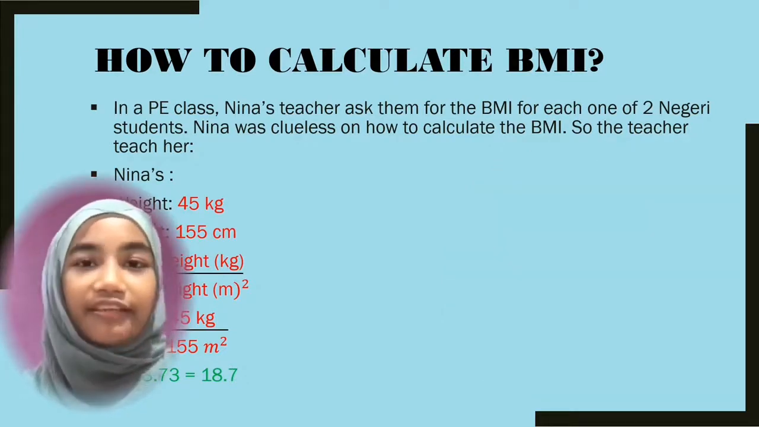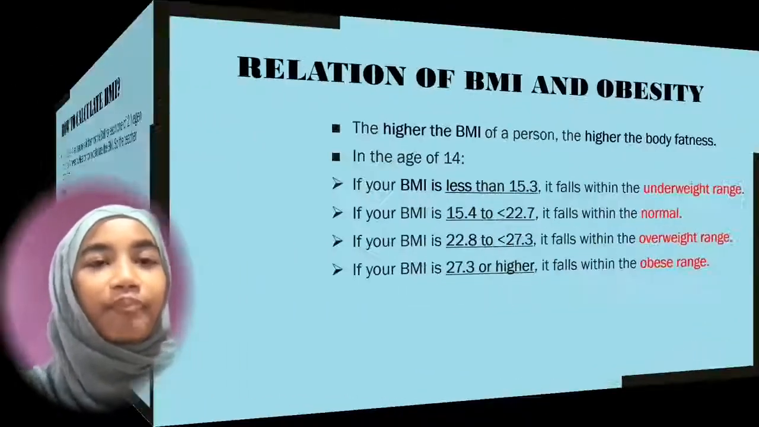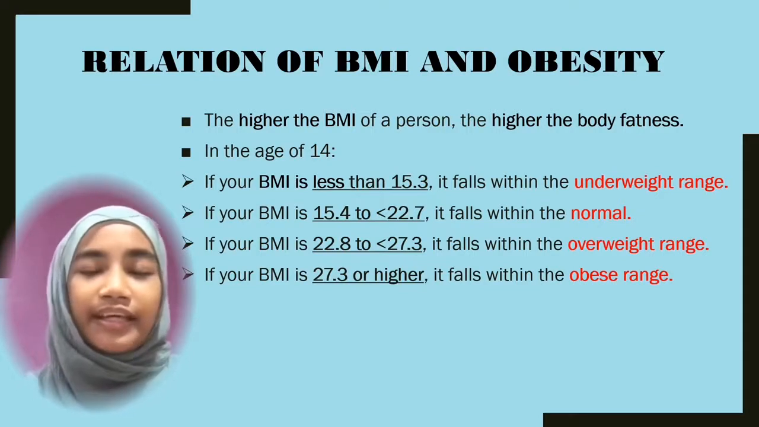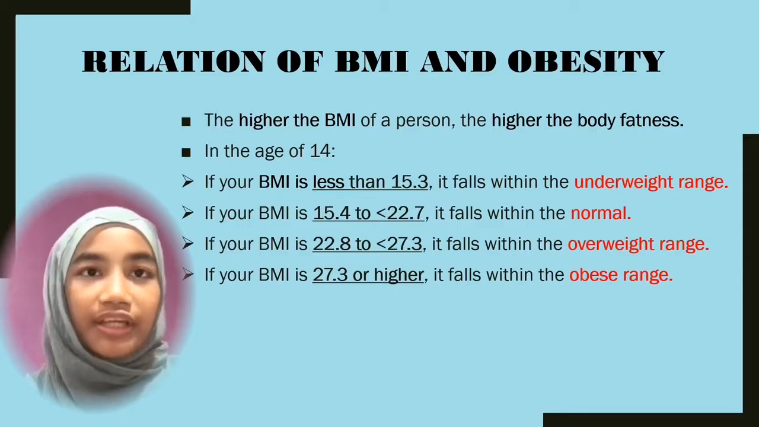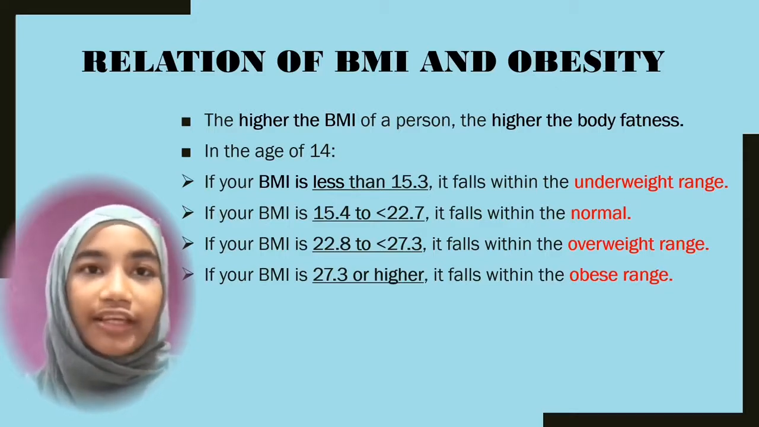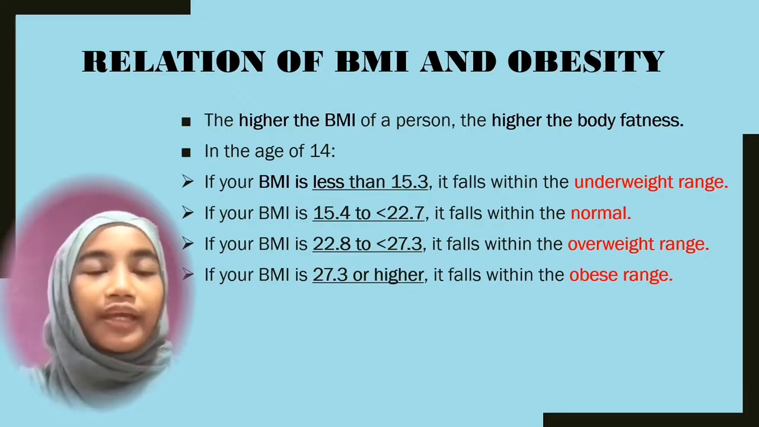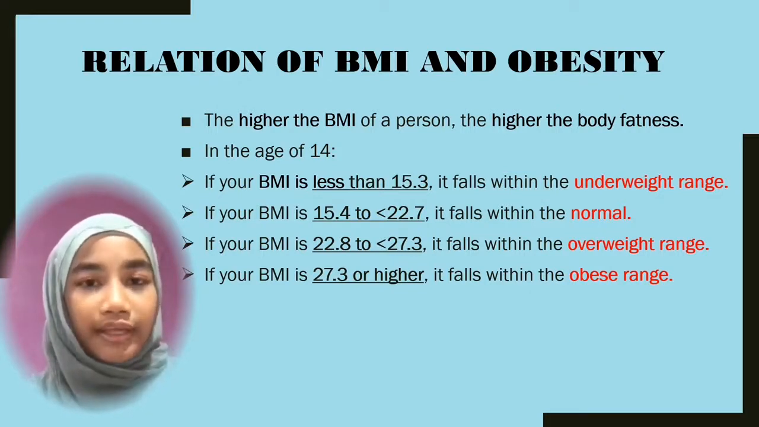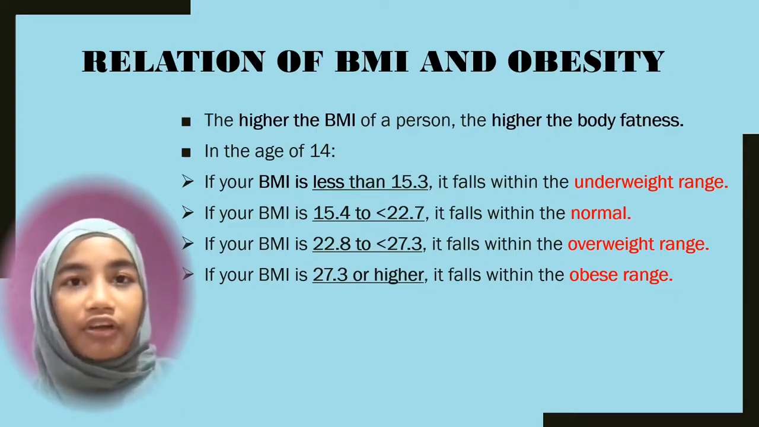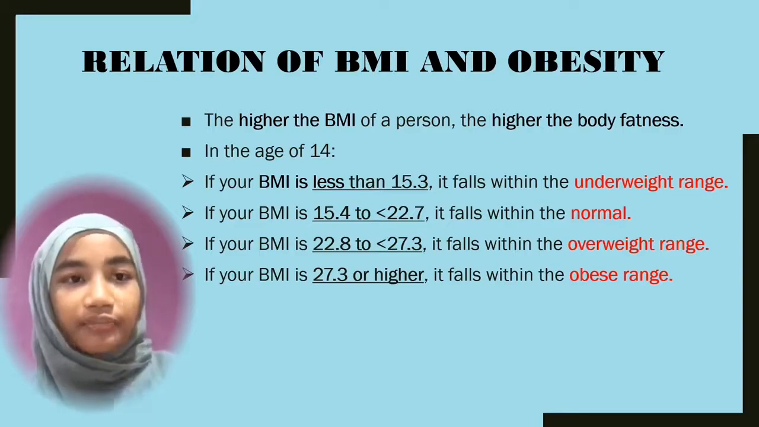Next, I'm going to explain the relation of BMI and obesity. The higher the BMI of a person, the higher the body fatness. At the age of 14, that is Form 2, if your BMI is less than 15.3, it falls within the underweight range. If your BMI is between 15.4 until 22.7, it falls within the normal range. If your BMI is between 22.8 until 27.3, it falls within the overweight range. If your BMI is 27.3 or higher, it falls within the obese range.